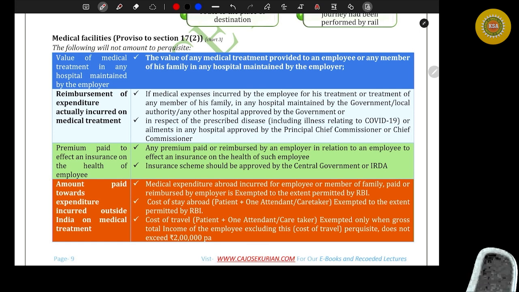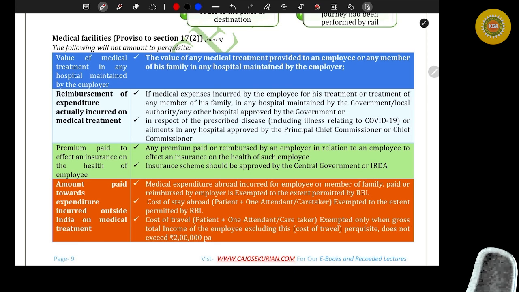So we are discussing the list of exemptions. Are you all with me? Can you read the second one? Reimbursement of expenditure actually incurred on medical treatment. If medical expenses are incurred by the employee for his treatment or treatment of any member of his family in any hospital maintained by the government or local authority or any other hospital approved by the government.